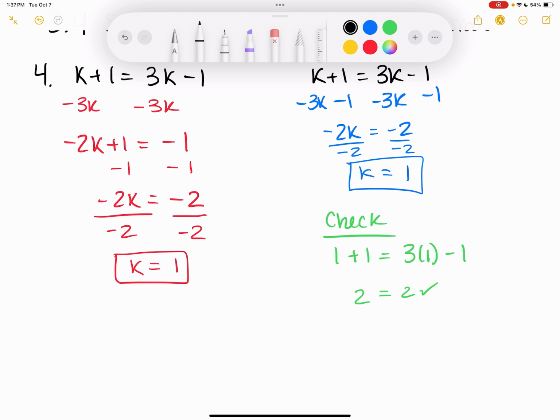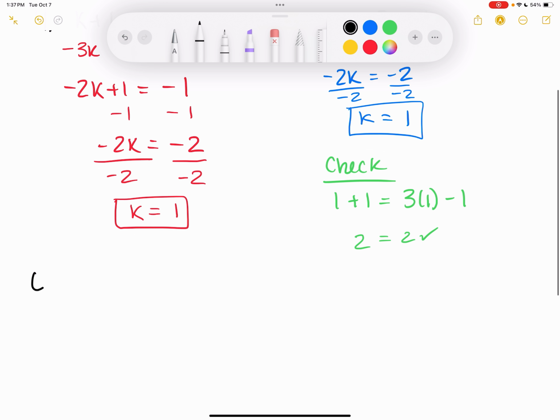So again, I don't care which method you use, as long as you get to the right answer, I don't really care. Number 6. 8 plus 4m equals 9m minus 7.